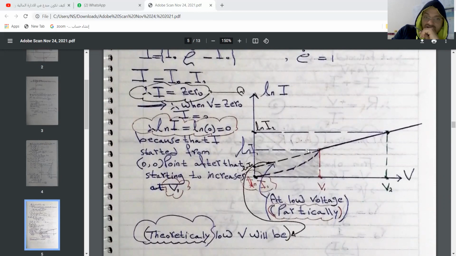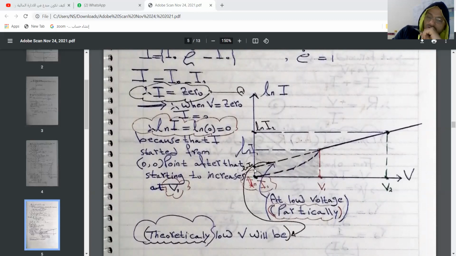When V equals 0, that means I equals 0 from Ohm's law, because V equals IR and I equals V divided by R. Then ln I equals ln 0 equals 0, because in our diagram we will start from the 0, 0 point. That's typical, but theoretically we'll start from this point.